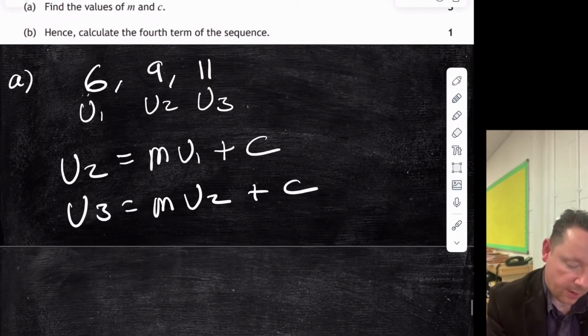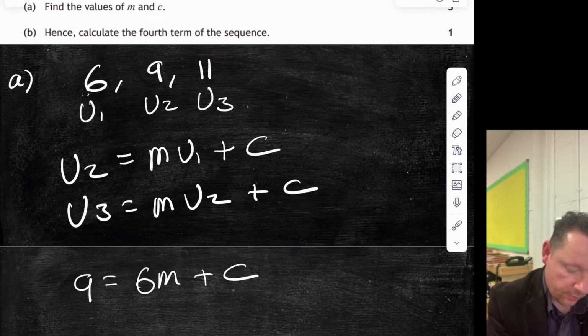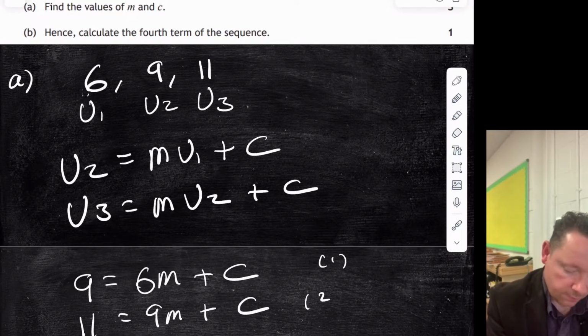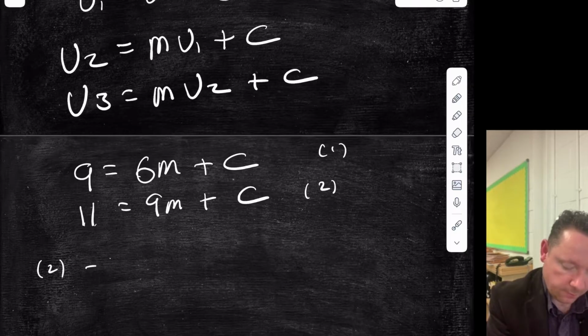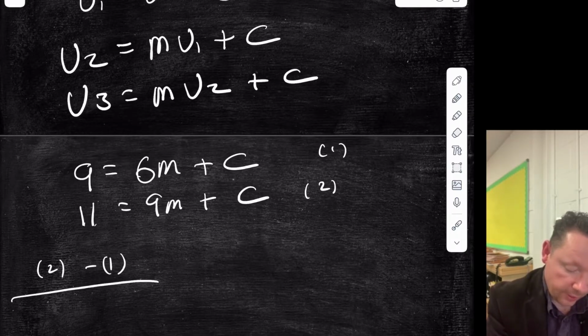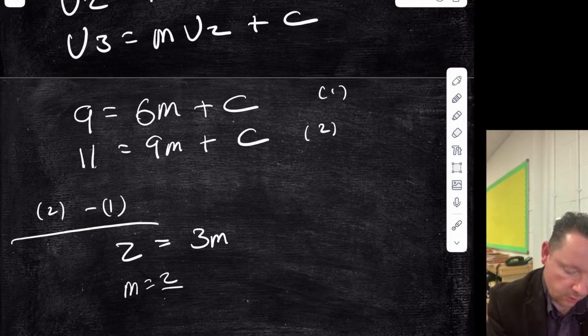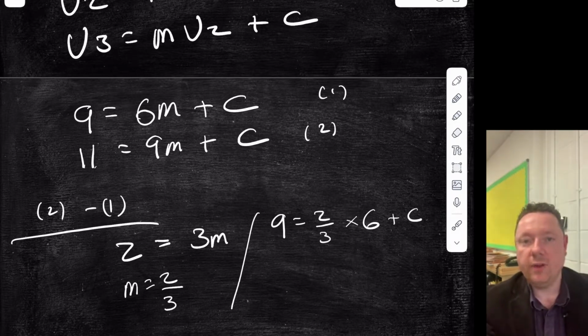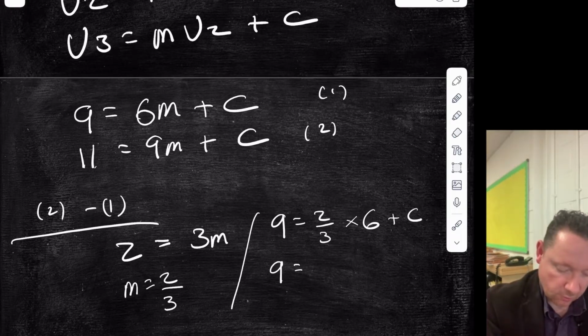So we could just sub them in. So u2 is 9, which is equal to 6m plus c. And u3 is 11, that equals 9m plus c. Simultaneous equations to solve. So we can just do 2 take away 1. That gives me 11 take away 9 is 2 is equal to 3m. So m is 2/3. Sub that in, we get 9 is equal to 2/3 times 6 plus c. 6 2s are 12 divided by 3 is 4. So 9 is equal to 4 plus c, and therefore c is equal to 5.